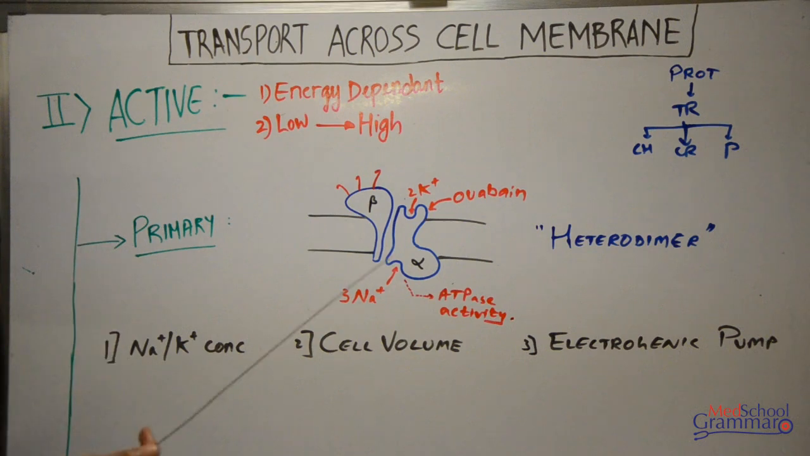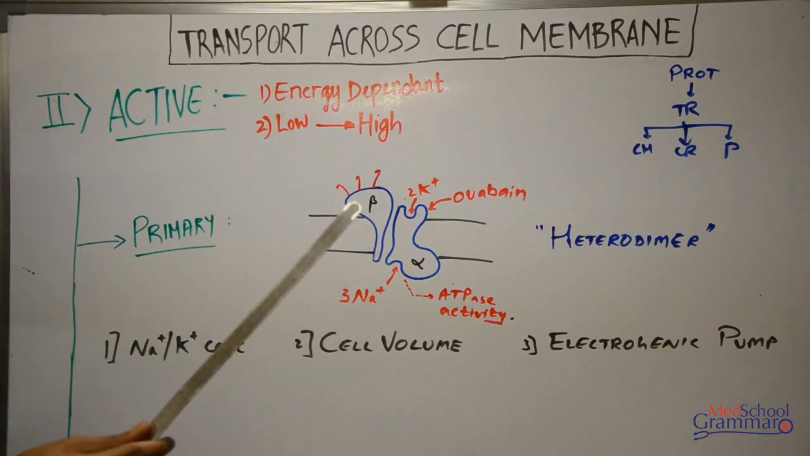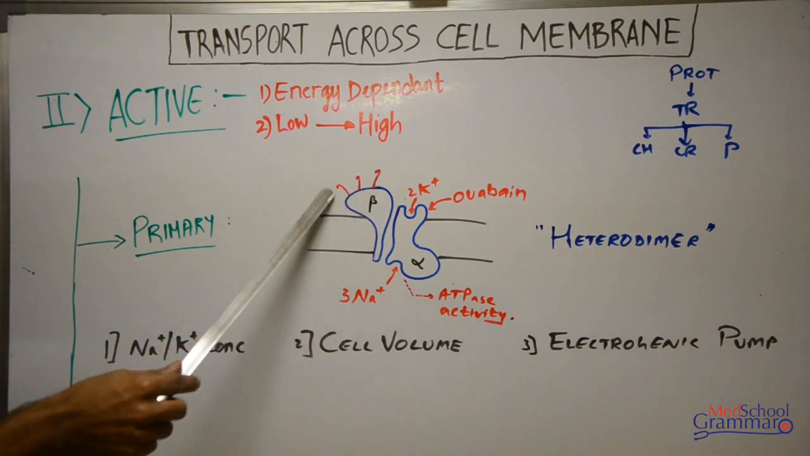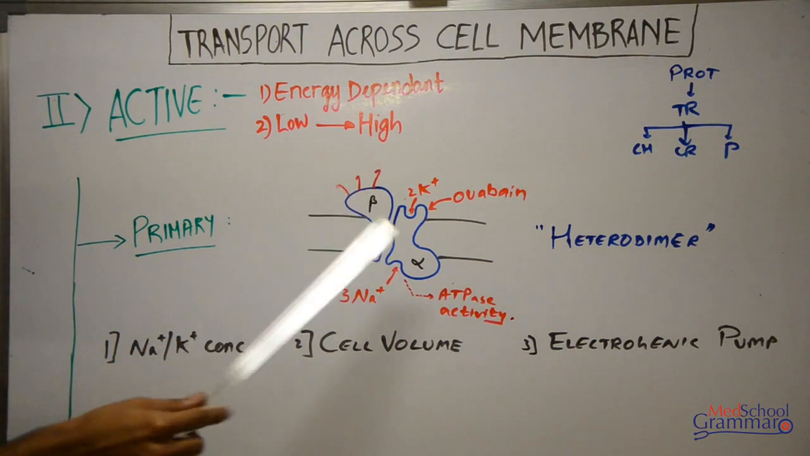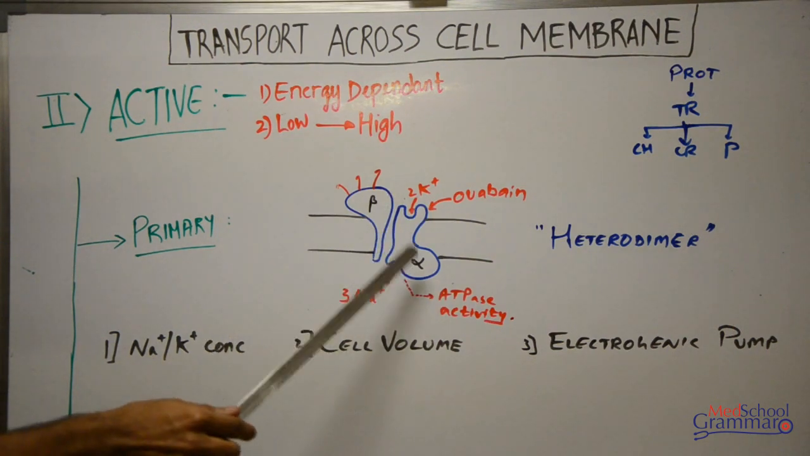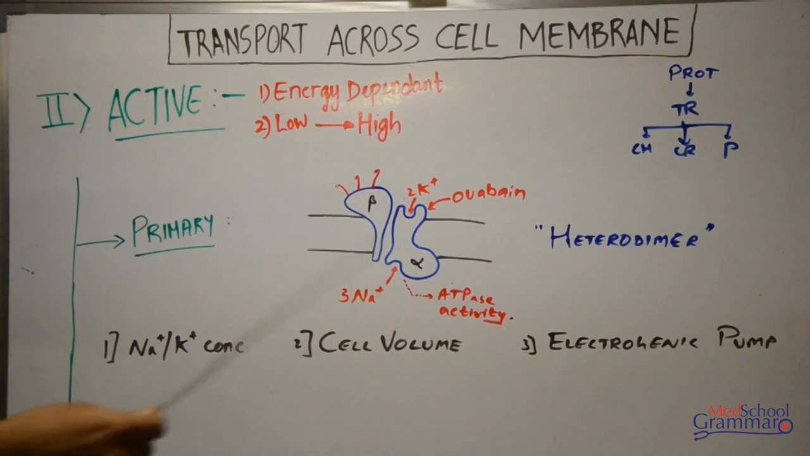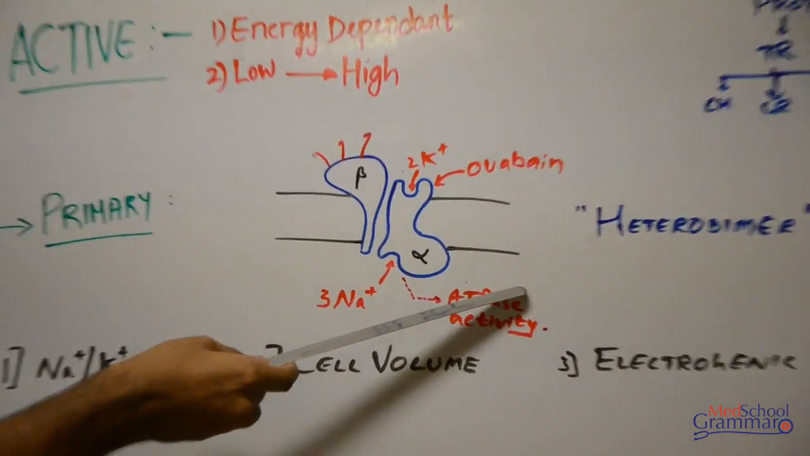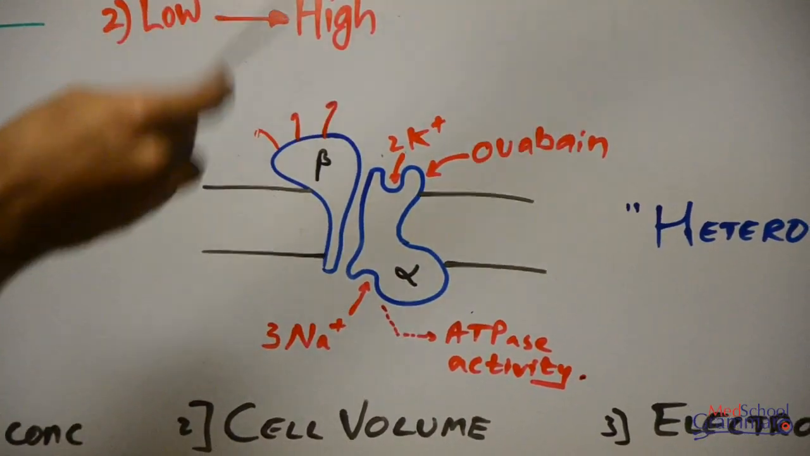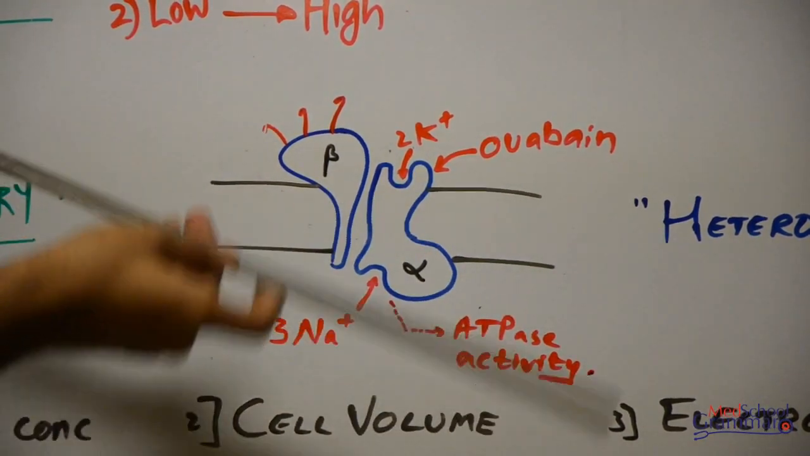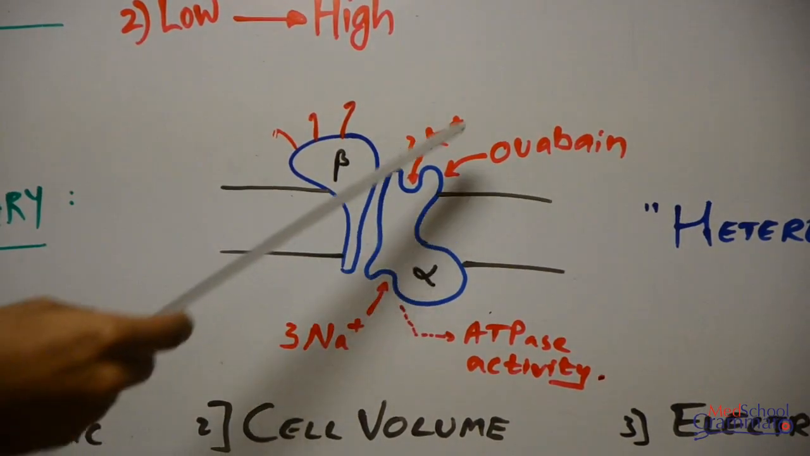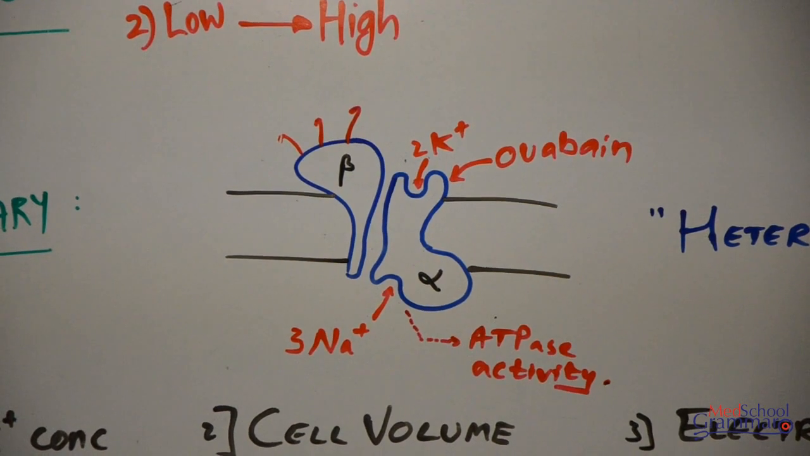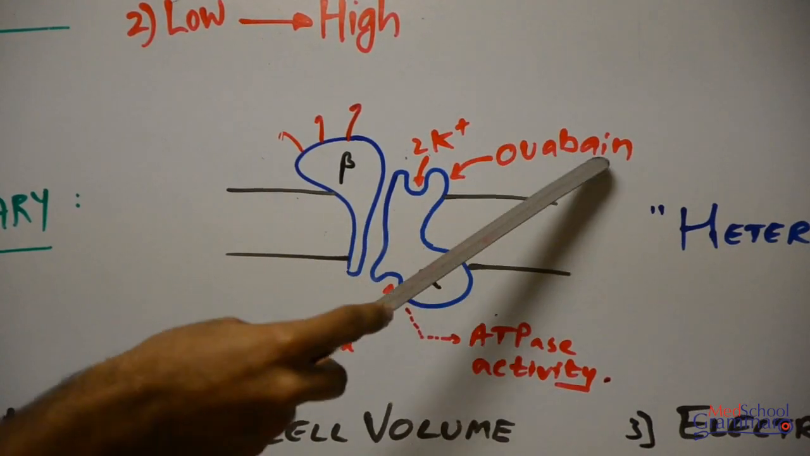Now the actual function of the beta subunit is unknown, but it is known that the beta subunit is attached to glycoprotein residues. Coming to alpha subunit, it has various sites for attachments of various molecules. This is the inside of the cell and this is the outside of the cell. This is the cell membrane. So on the outside, the alpha subunit has sites for binding of 2 potassium ions, and a site for binding of ouabain.